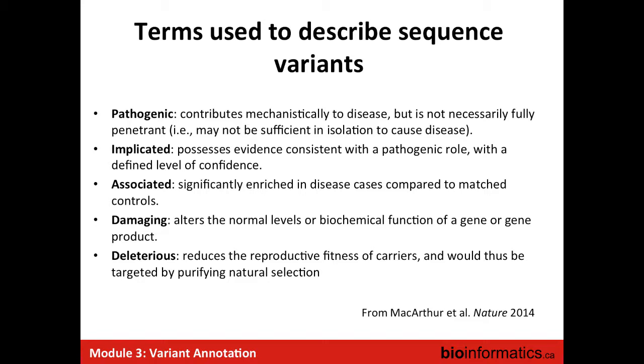You can have variants that are implicated in the disease. That's when there's evidence that's consistent with them having a pathogenic role, with a certain level of confidence. We've talked about associated variants that are significantly enriched, but there's really this whole range. Damaging mutations that would alter normal levels of a gene, and then finally deleterious. So you really have these different types of mutations that you might be looking for.